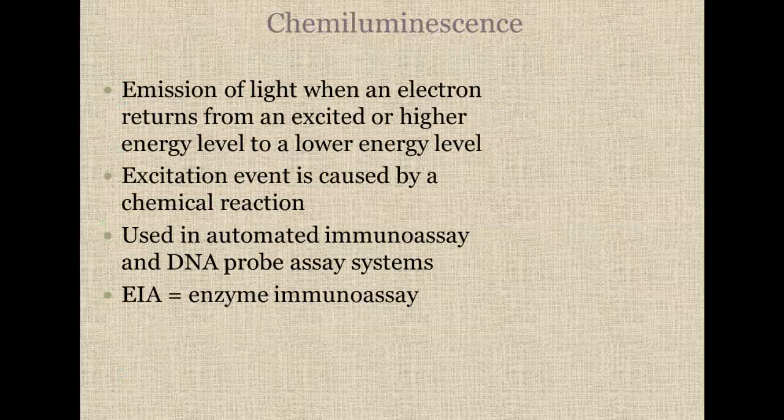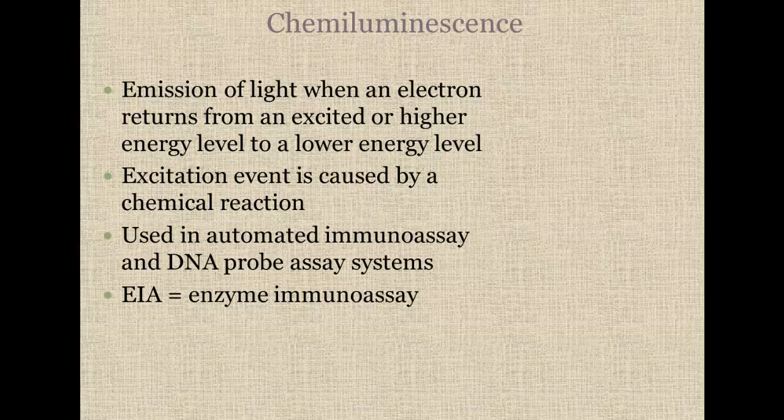The next type of analytic technique that we use is chemiluminescence. This is the emission of light when an electron returns from an excited or higher energy level to a lower energy level. The excitation event is caused by a chemical reaction. These are used a lot for things like hormones and things that are very small quantitation in the human body.